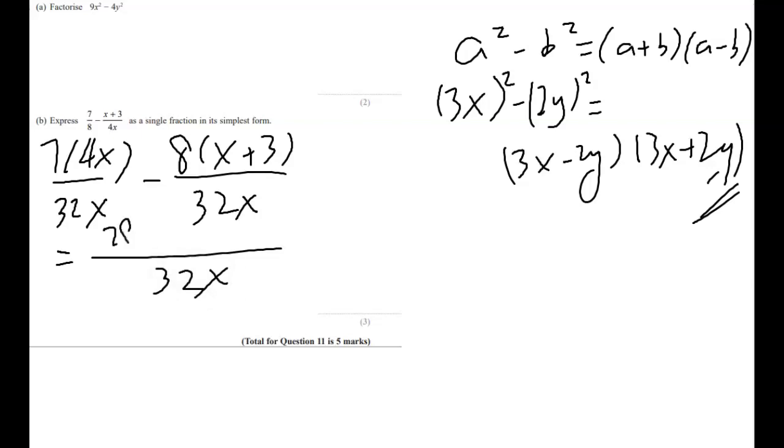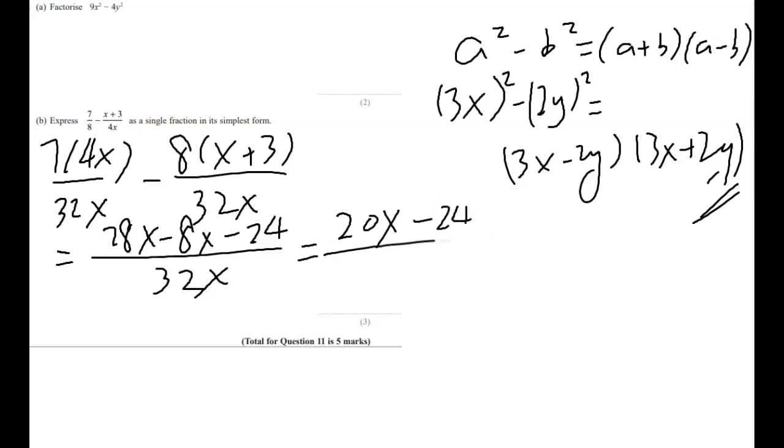And then we have 28x on top, just expanding the bracket. And because minus 8 multiplied by plus 3, here would be minus 24. In here, we can just further simplify it with the like terms because it's 28x minus 8x. So it's 20x. So that will be 20x minus 24 divided by 32x. But is that the final answer? It's not. Even though it's now a single fraction, right?